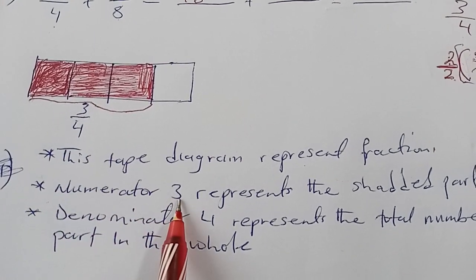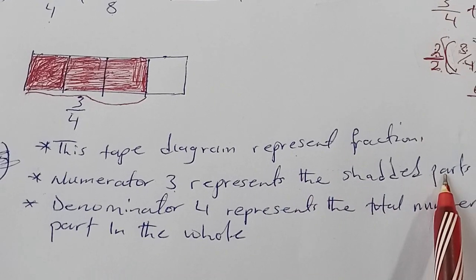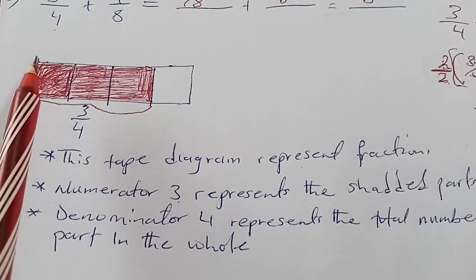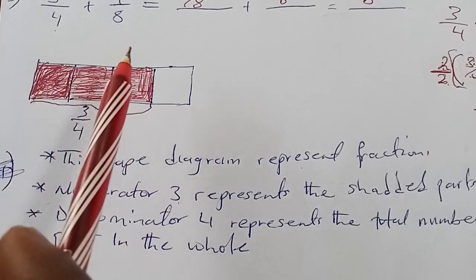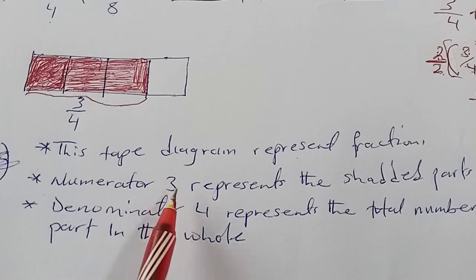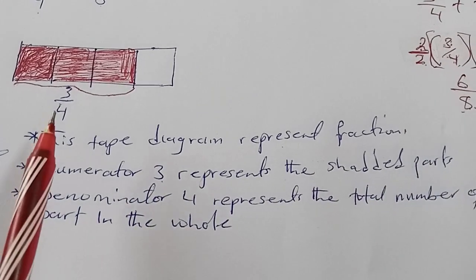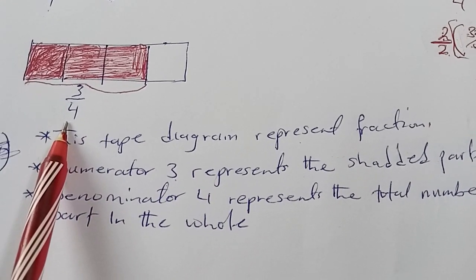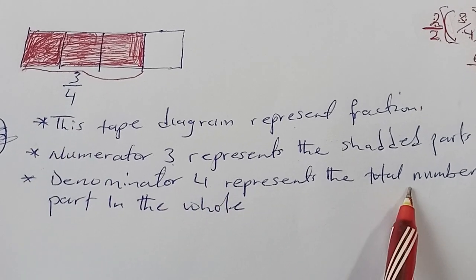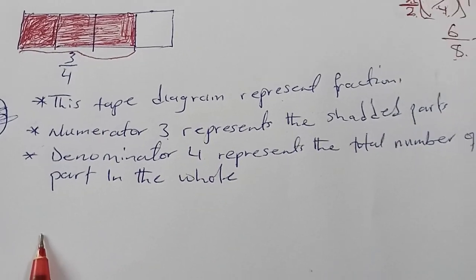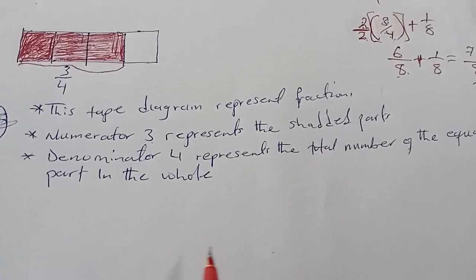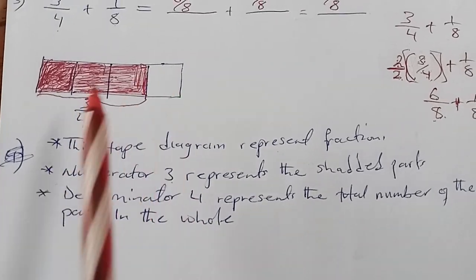This numerator 3 represents the shaded parts. We have 3 shaded parts: 1, 2, 3. So the numerator represents the shaded parts. Now the denominator 4 represents the total number of equal parts in the whole, meaning the entire diagram.